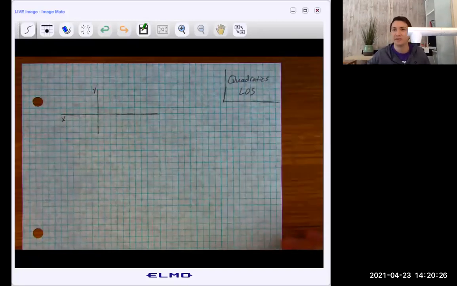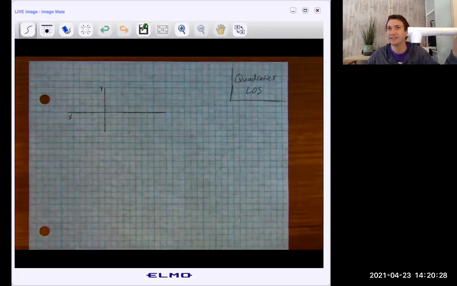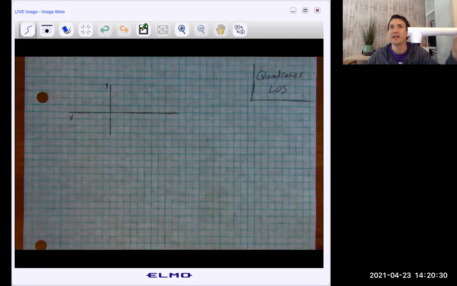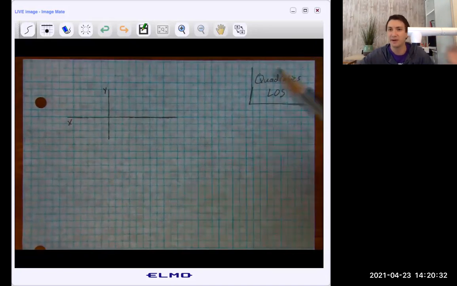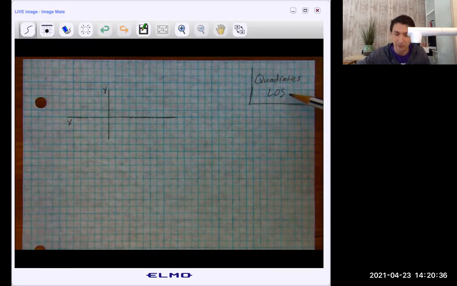You are going to title this Quadratics. It's the unit we're in right now, and we're going to talk today about this thing called LOS. LOS stands for line of symmetry, or you can also sometimes refer to it as axis of symmetry. So let me show you what I mean.